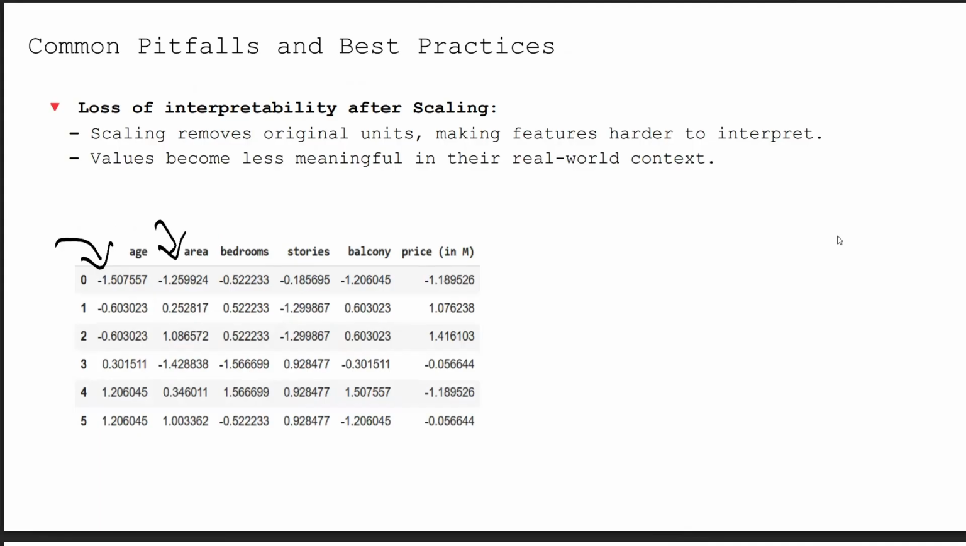And of course, negative age, negative bedrooms, negative area, these quantities do not make sense or have meaning in a real-world context. There's nothing meaningful that we can interpret from a negative area. So after scaling, the features lose their true meaning, and it becomes harder to explain the context. This is also one of the common pitfalls of feature scaling.